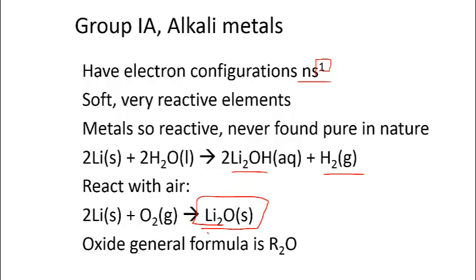Therefore, the oxides formed by the alkali metals will be in the form R2O, where R can be thought of as just any one of the alkali metals. So it could be lithium, it could be sodium, it could be potassium, etc.